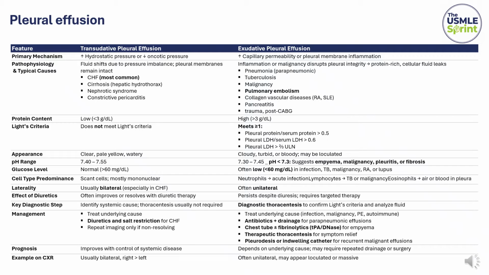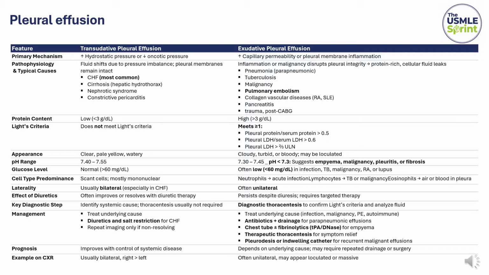Clinically, patients often present with shortness of breath, pleuritic chest pain, or cough. On examination, there is dullness to percussion and decreased breath sounds over the area of the effusion. Sometimes, a pleural friction rub may be heard.